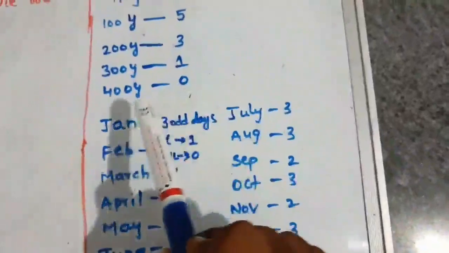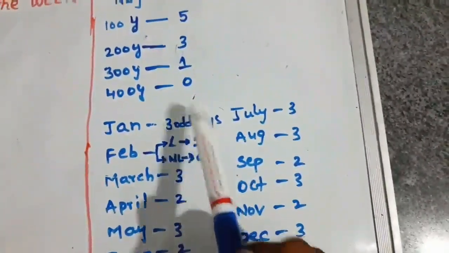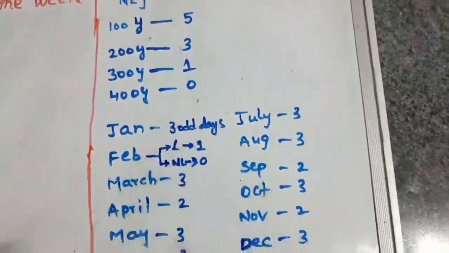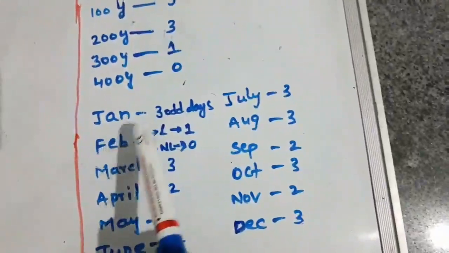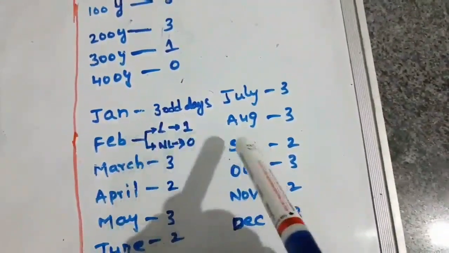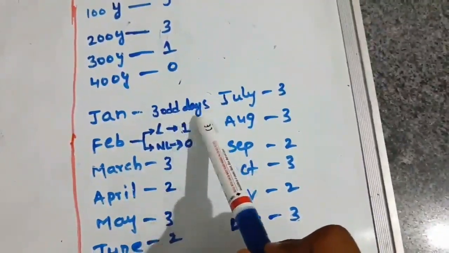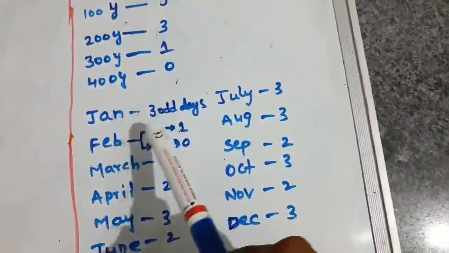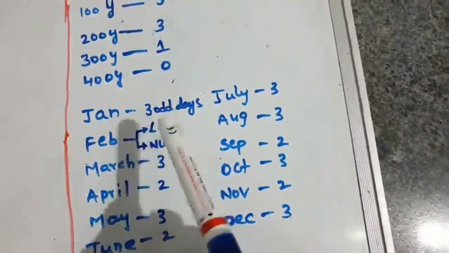Now the months. In January, there will be 31 days. If I divide by 7, I am going to get 3 as remainder. So in January, there will be 3 odd days. In February, if it is a leap year, there will be 29 days. If I divide by 7, I get remainder 1. So in February, there will be 1 odd day if it is a leap year. If it is a non-leap year, 0 odd days. Why? Because in February there will be 28 days.